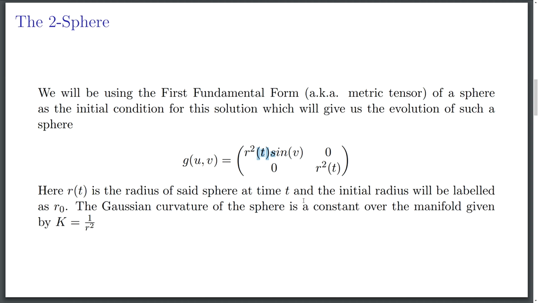And also, while we're here, the Gaussian curvature of a sphere is just 1 on r squared. Everywhere it is 1 on r squared. It's constant, we have no issues on that. That's why this example is so easy, otherwise it would be very challenging to solve. But as we shall see, this will make our lives very easy.